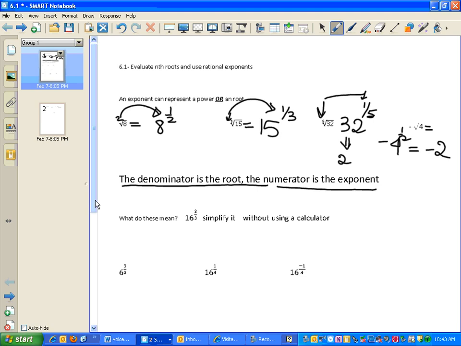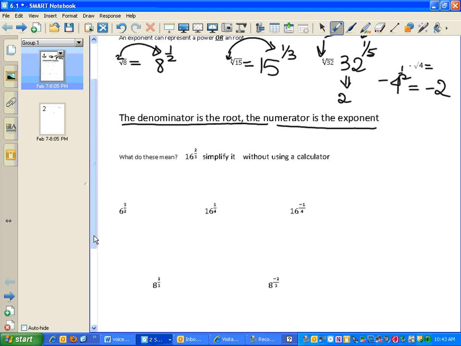Okay, so what is 16 to the 2/3? You're going to have a calculator portion and a non-calculator portion on your quizzes and your tests, because I want you to be able to do these things in your head or manipulate them without relying on the calculator to do this work for you, because you have to understand how this works.